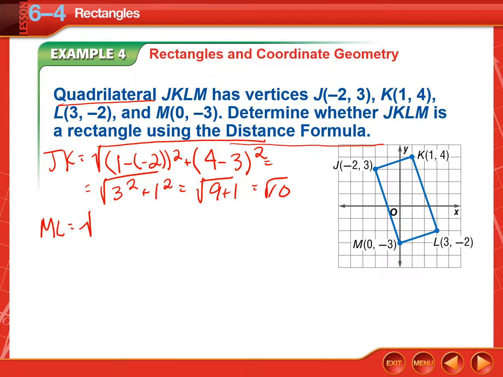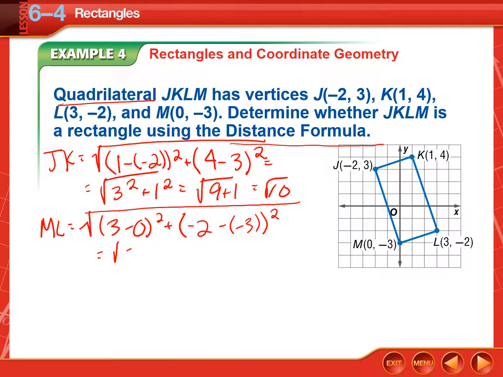Now let's do the opposite side of JK, which is ML. So we've got 3 minus 0, squared, plus negative 2 minus a negative 3, squared. So we've got 3 squared plus, and the negative 2 plus 3 is 1 squared. So 9 plus 1, 10. So far, so good. But again, we have to check the other pair.